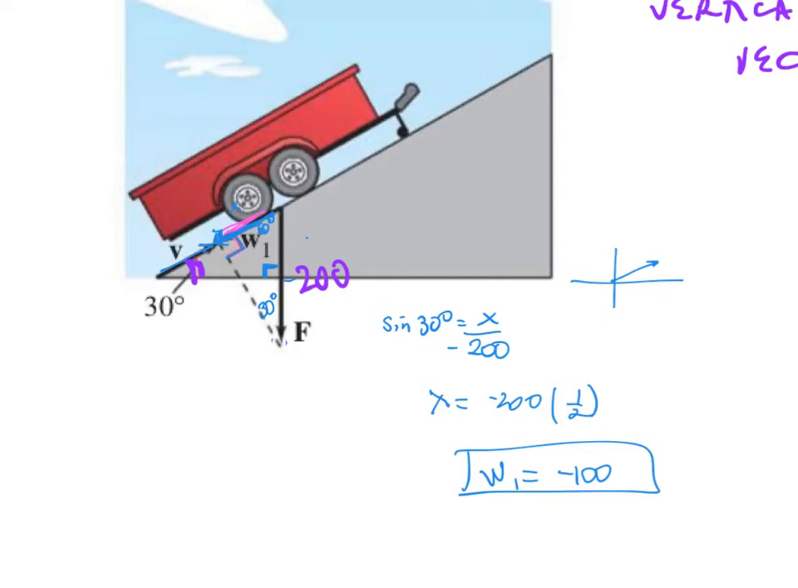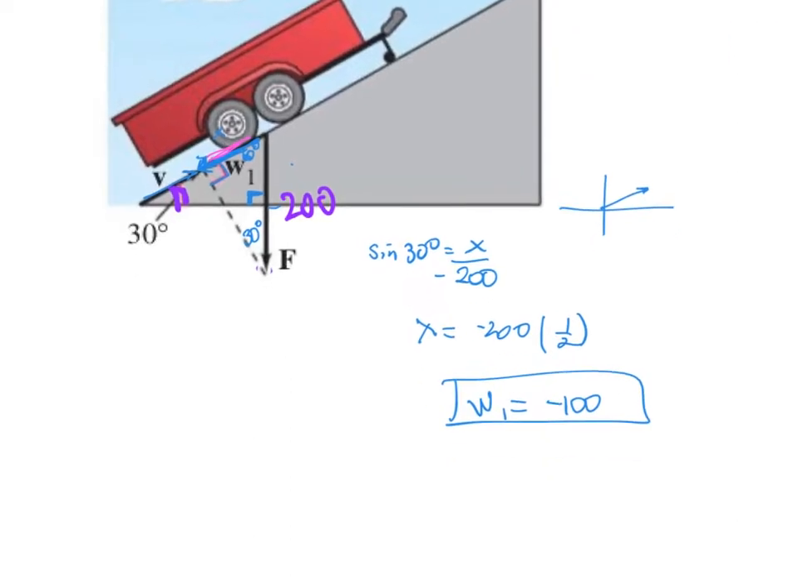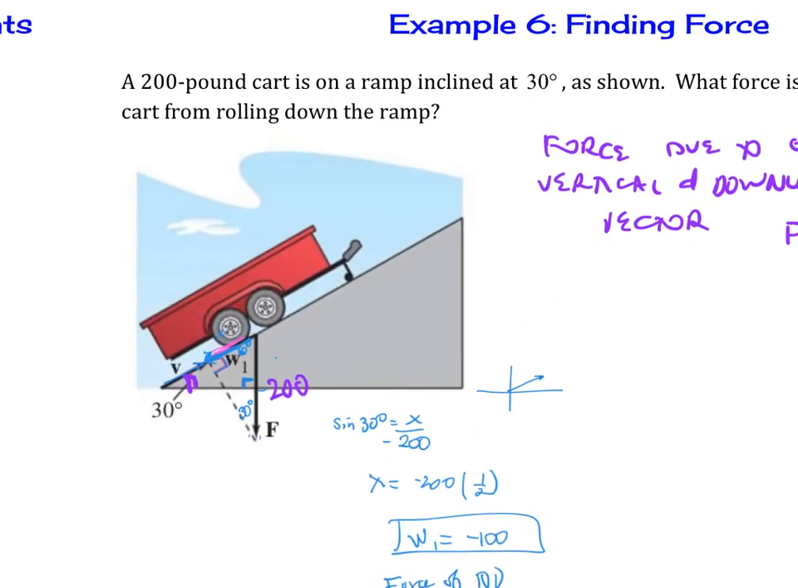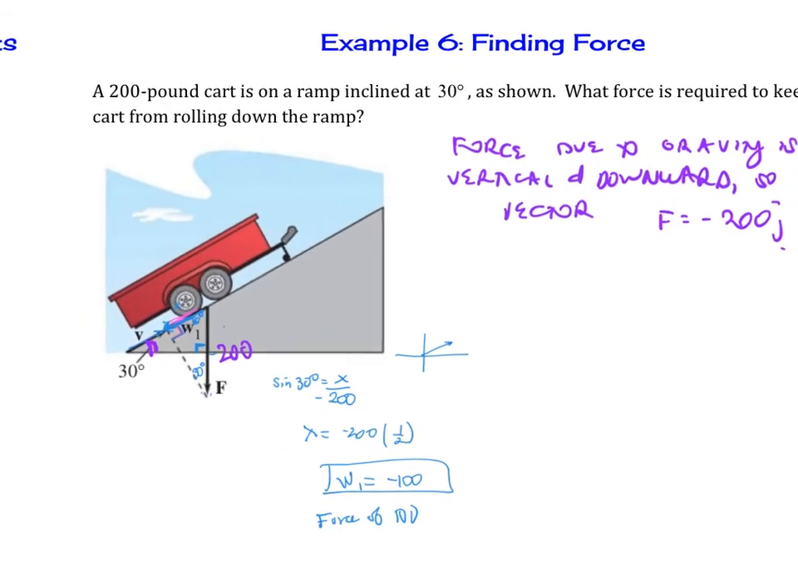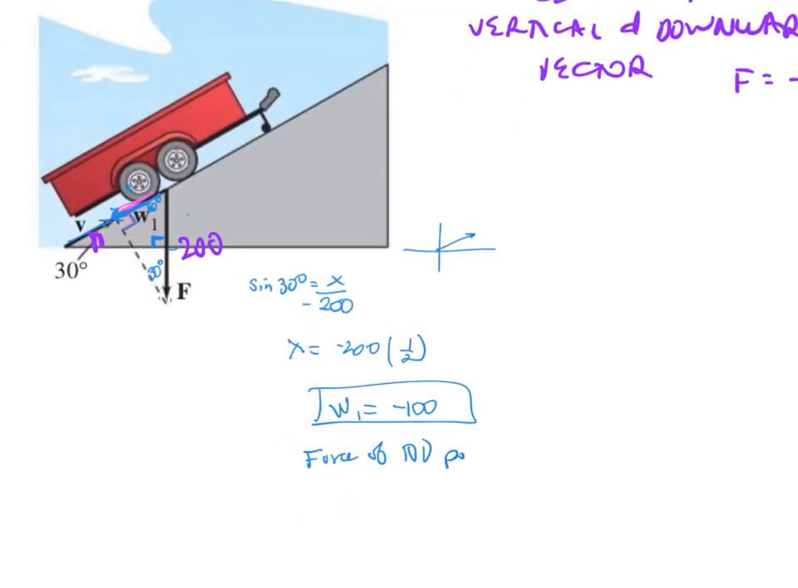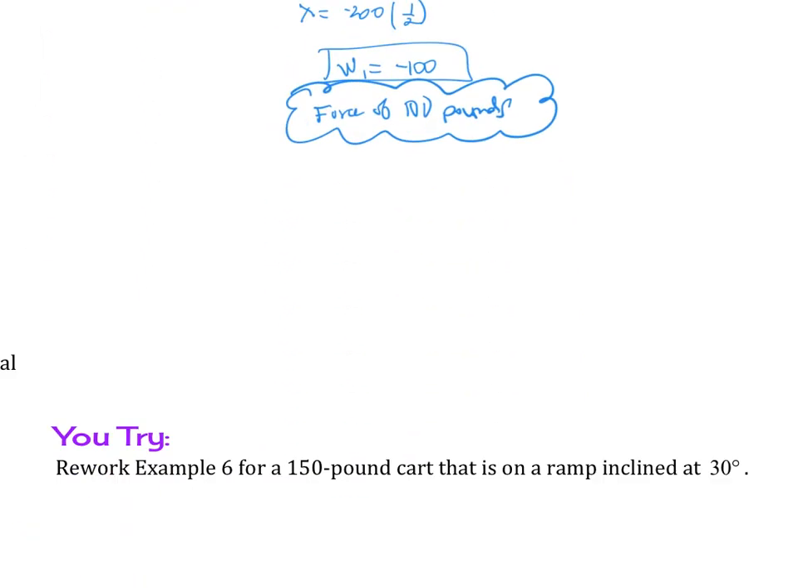If W1 is negative 100, then what we need is a force of 100, and what units are we in? 100 pounds is what we need to keep the cart up. Okay, a force of 100 pounds, that's what we need. So if W1, that force here, is going to be negative 100, going down, then in order to keep it at 0, where it's not moving at all, we need to apply a 100-pound force that way.